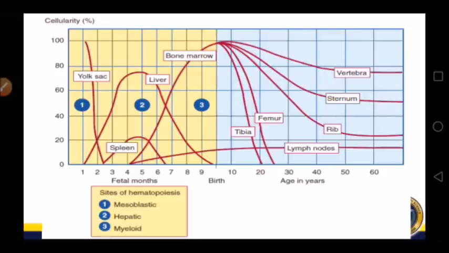However, naay mga sakit na makapapugos sa liver ug sa spleen nga mag-perform og hematopoiesis. So, kato sila na mga sakit. We'll just discover that as we go along our course.